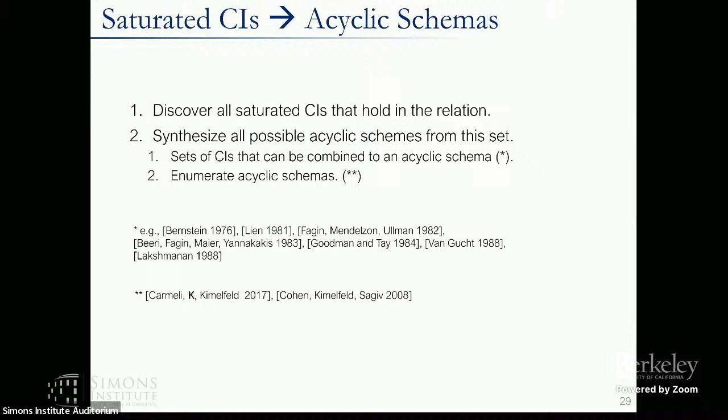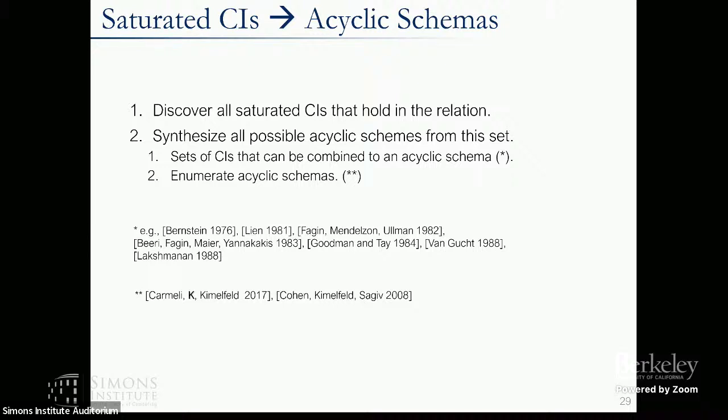Okay, so now, fortunately, the second bullet here is more or less a solved problem. For this, we basically need two things. We first need to be able to characterize the set of conditional independencies that can be combined into an acyclic scheme, right? There is an exponential number of conditional independencies that hold in a distribution, but only a linear number live together in an acyclic scheme. Fortunately, this characterization is known. It was studied in the database community and in the graph theory community. So we know how to characterize these sets of conditional independencies.